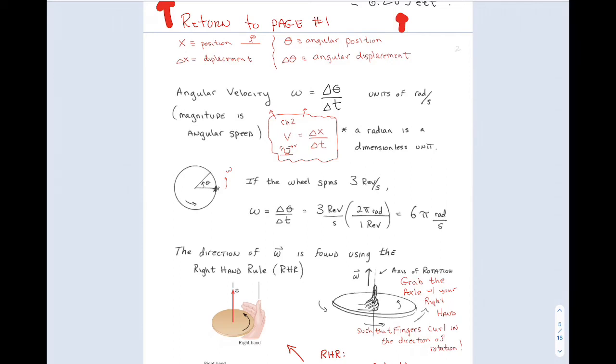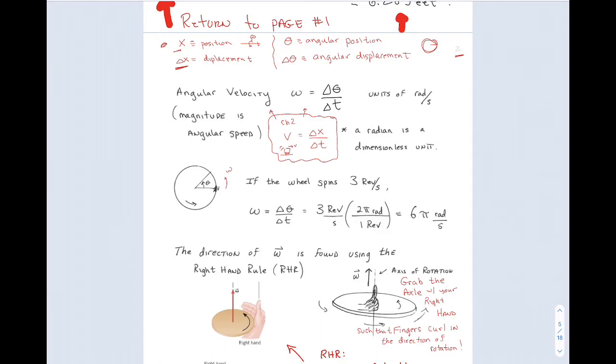Okay, so all of that was from page 1. Now jumping back down here. Remember in chapter 2, I'm trying to make the connection between the stuff we did in chapter 2, first week of February, and the stuff we're doing now. In chapter 2, a person walks down the road, x was their position. When they changed their position, delta x was their displacement.